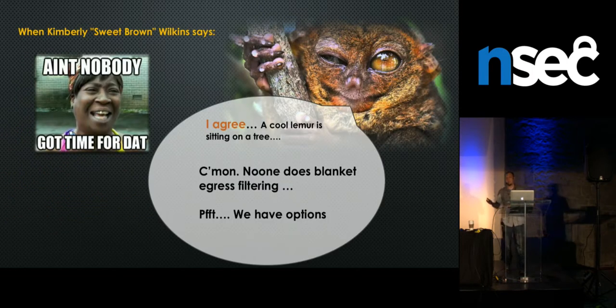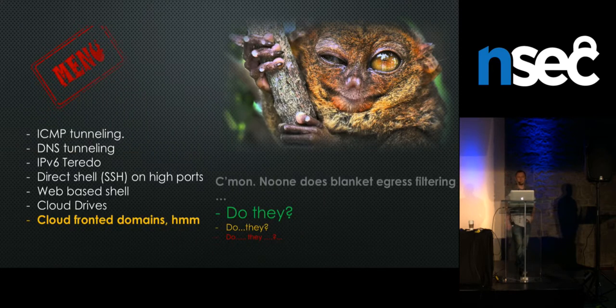Well, essentially, he's got lots of options, right? Kimberly says, ain't nobody got time for that, and Misha likes that very much because Kimberly is really super cool. So, egress filtering, right? It's easy for a pen tester. There are so many things to do. There is really no challenge here until you get to the point where all your tunneling is watched over, your DNS, ICMP. Obviously you can't shell out outside, you can't get a web-based shell, and you can't access the cloud drives.